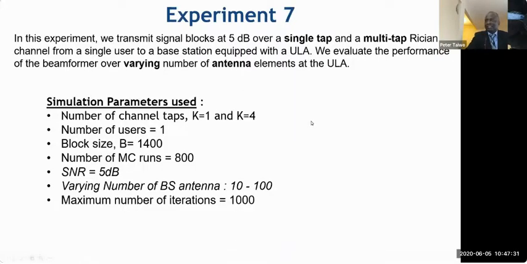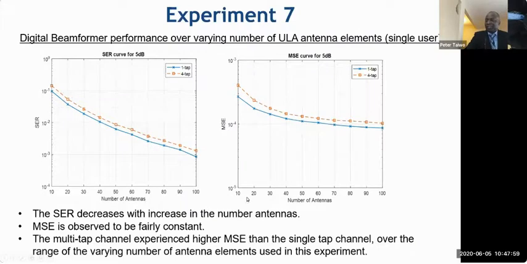In the 7th experiment that we conducted, we vary the number of antennas between 10 and 100, and we compare single tap versus multi-tap for a Rician channel, which is the millimeter wave channel, using an N-element ULA. We also observe that there's an increase with increasing number of antennas, and MSE is observed to be fairly constant, especially when we get to 60 antennas up to 100.